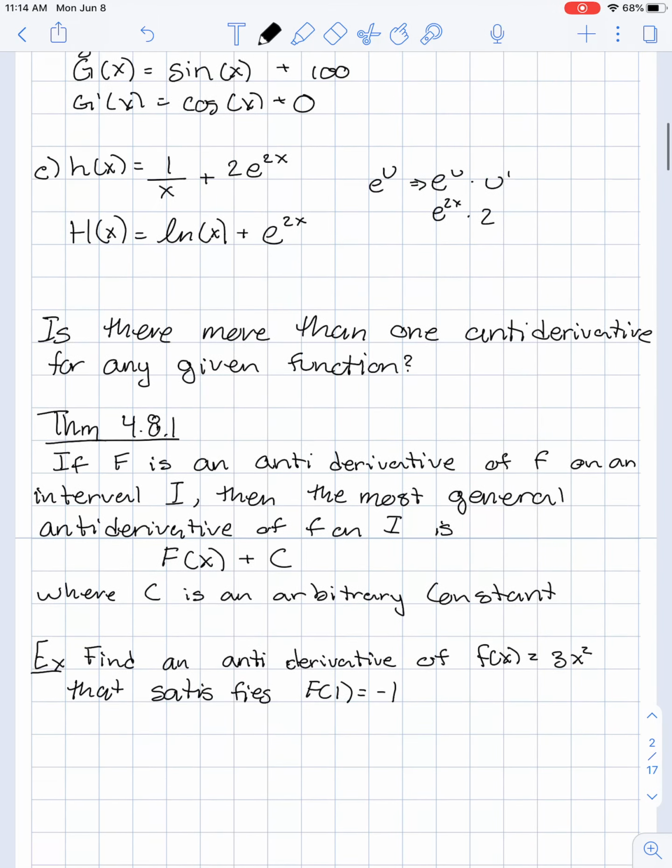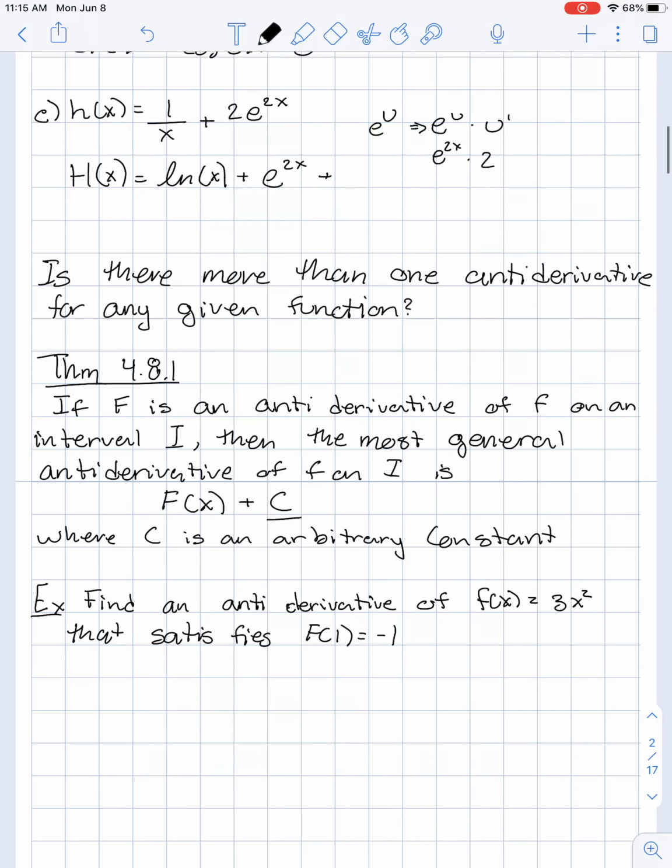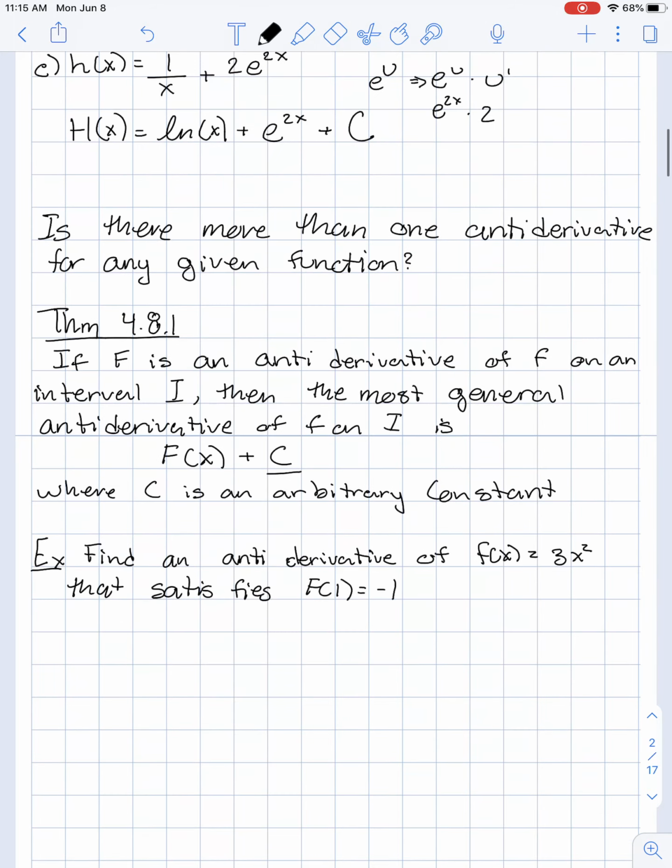So we have this nifty theorem. It says if big F is an antiderivative of little f on an interval I, then the most general antiderivative of little f on I is big F of x plus c, where c is some arbitrary constant. We usually call this the constant of integration. We'll get to more about that in a few chapters. But I could have gone up here and just put a big plus constant right there. This is really important.